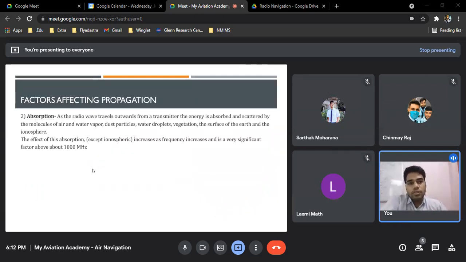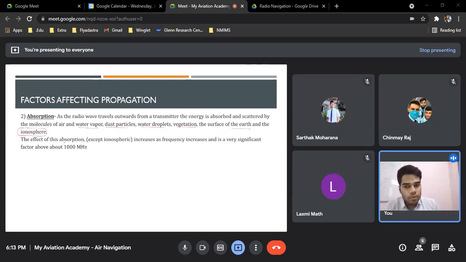Absorption, as I told you, is similar to attenuation, but attenuation is basically losing energy as you go from one point to another, whereas absorption is mainly because there are some objects present, and they absorb most of the energy just in the starting or in the mid part, so your range reduces. Okay, this is known as absorption. It's not just objects, it's also droplets, water particles, and vegetation. Vegetation is basically long grasses and all. And the surface of the earth itself. We'll talk about the ionosphere later in this same chapter.